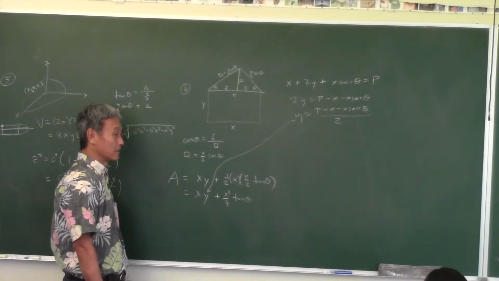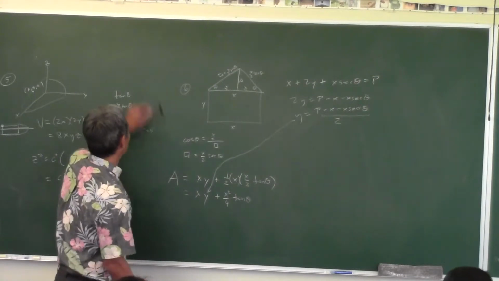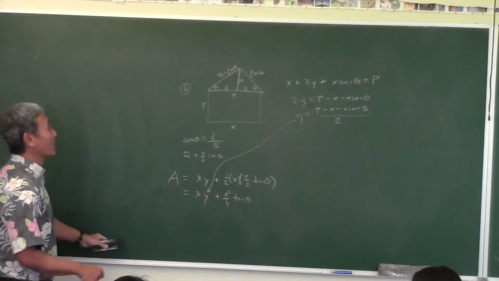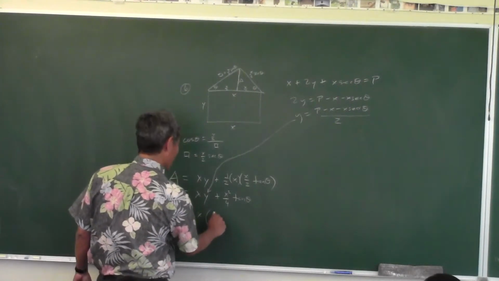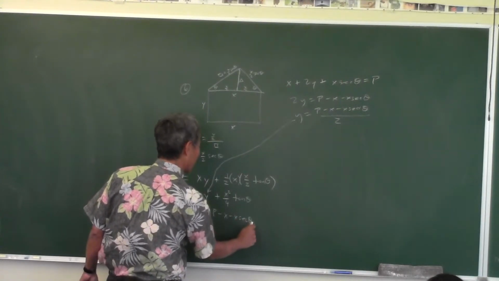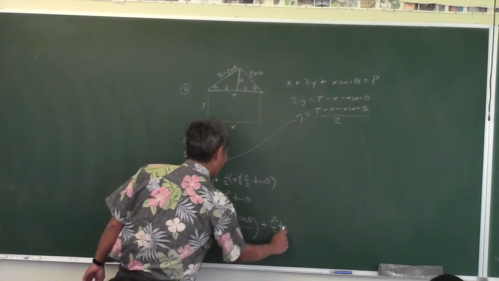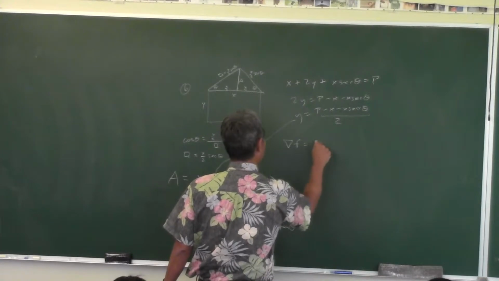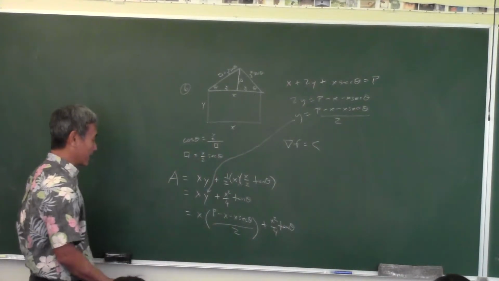Can you just solve it? I don't know how to solve it. Okay, how did you solve the other problem? Here, I'll go one more step then. Let's substitute it in. x times y, which is p minus x secant theta all over 2, plus x squared over 4. Okay, what is the gradient? What's the partial of this thing with respect to x?